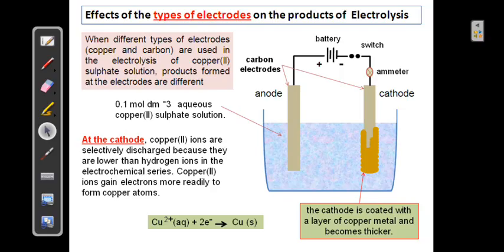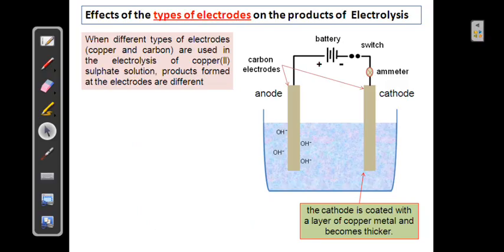But what happens at the anode? Now this is another issue. So the cathode is already coated with a layer of copper metal and becomes thicker. But what happens at the anode?